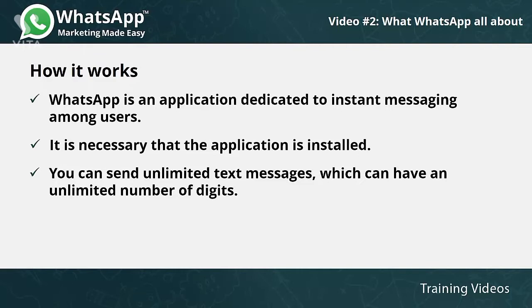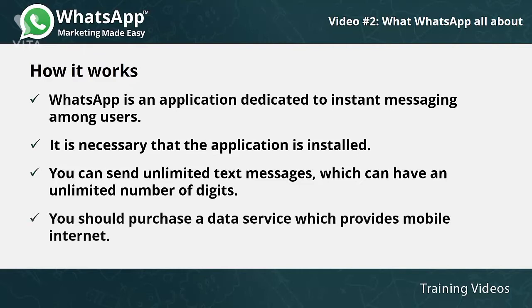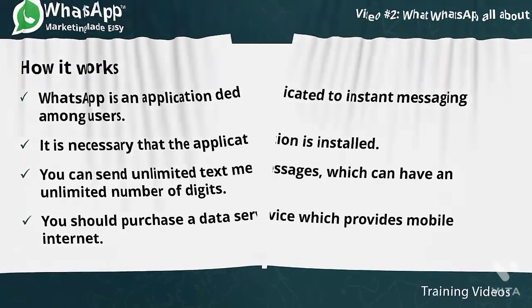For communicating through WhatsApp, you should purchase a data service which provides mobile internet. If not, then you must be connected to a Wi-Fi network because this application only works through the internet. In other words, messages are sent through the internet to the recipient.